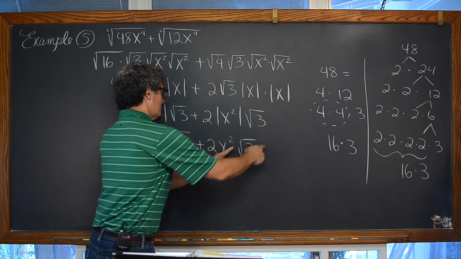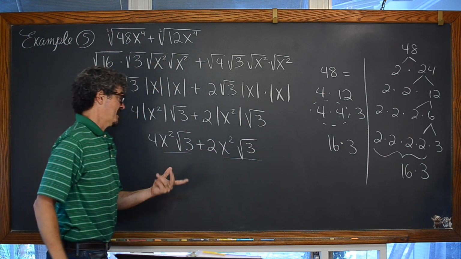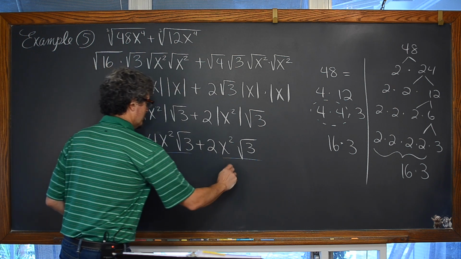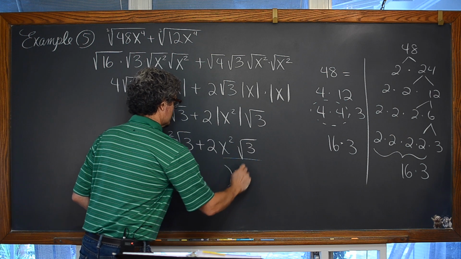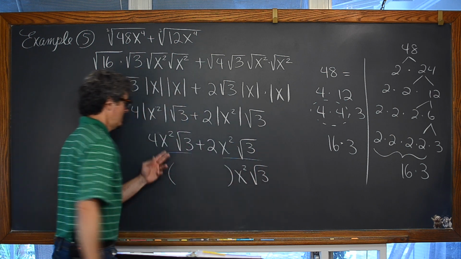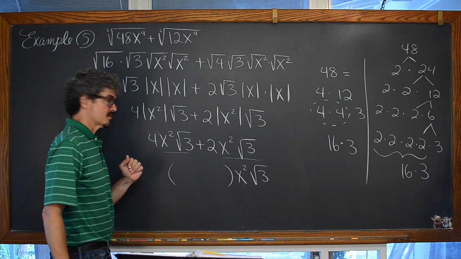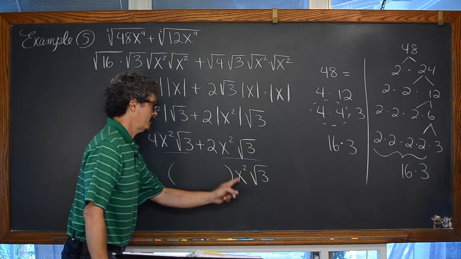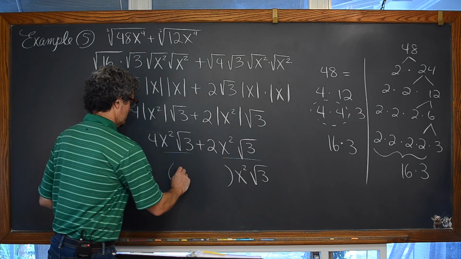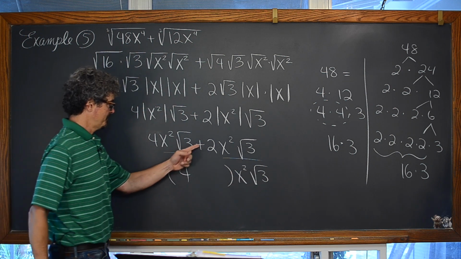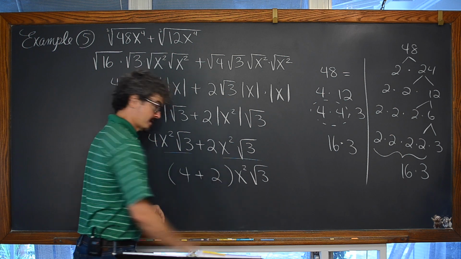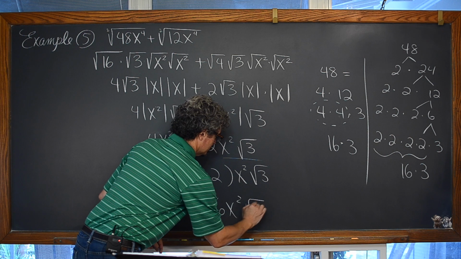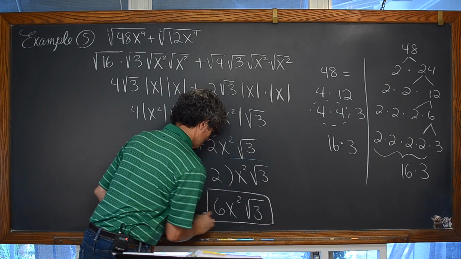So we can factor out those common factors and say that we have taken out that common factor of x squared times the square root of 3. Taking that out of our first term, we are left with 4x squared times the square root of 3 divided by x squared times the square root of 3, which of course leaves us with a 4. And over here, with our second term, that's going to leave us with a 2. And of course, 4 plus 2 is equal to 6x squared times the square root of 3.